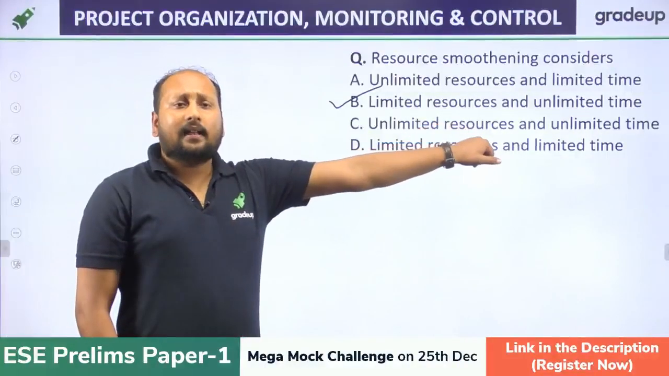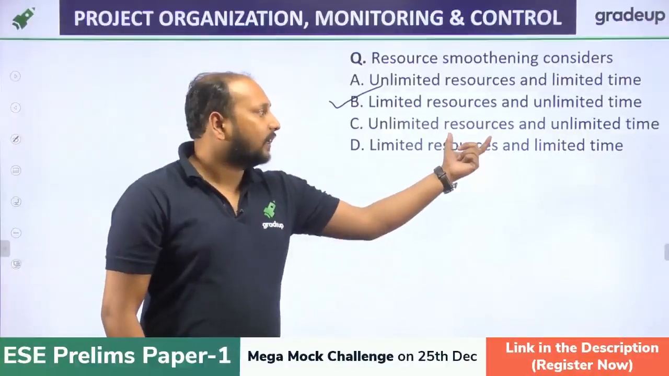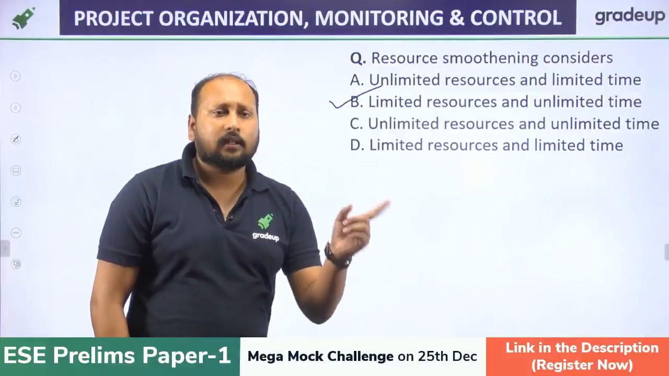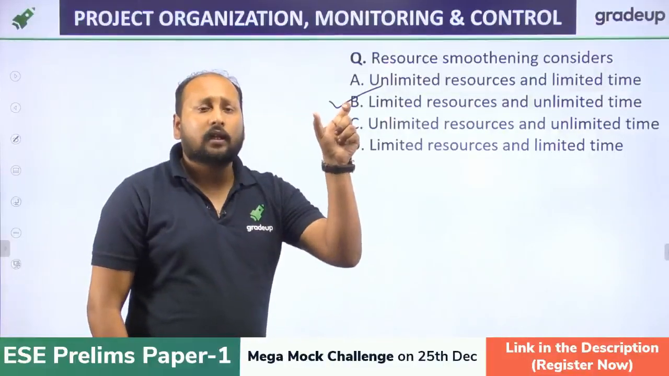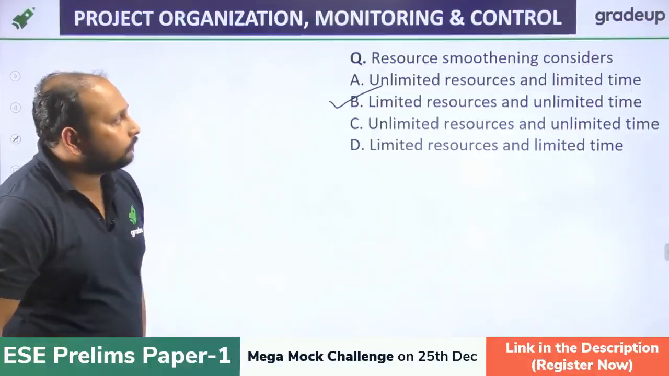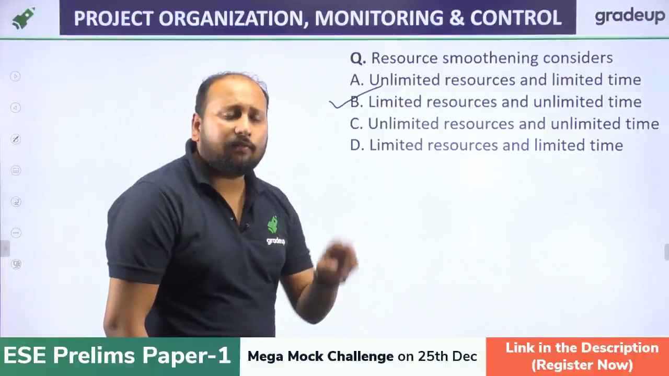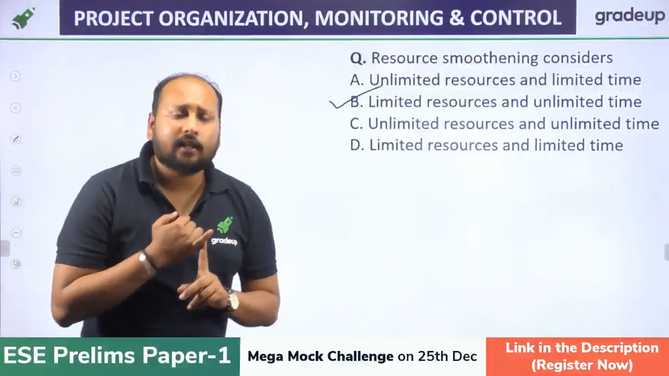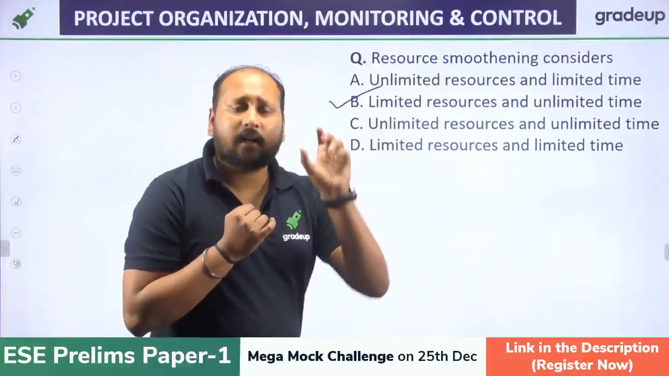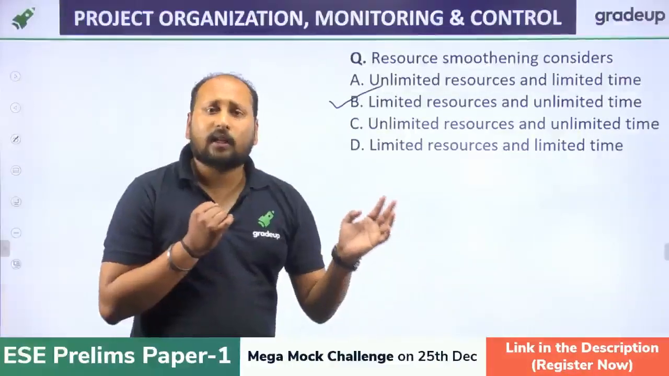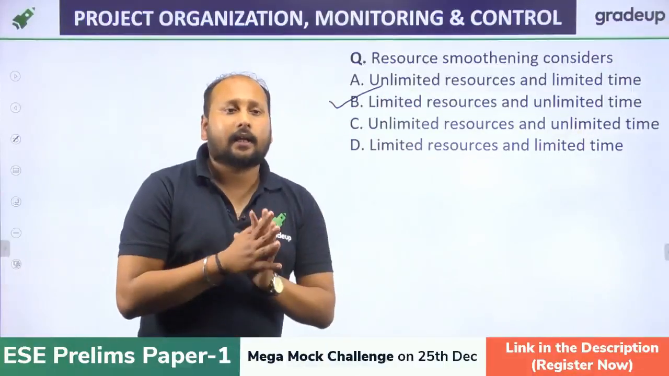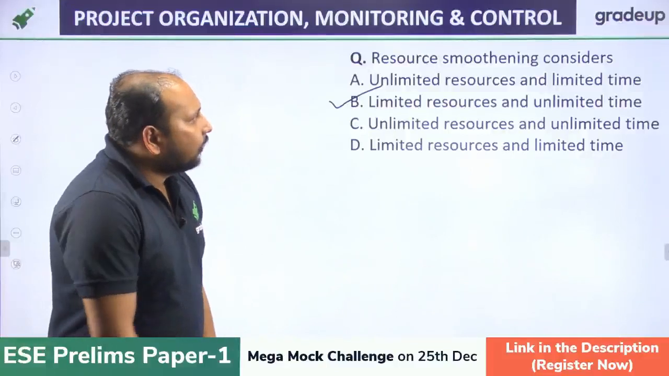There is no criterion where both resources and time are unlimited. Either time is constrained or resources are constrained. Those are the two types of resource allocation, resource leveling and resource smoothing. Resource leveling is when we have a time boundary but resources are limited, and resource smoothing is when we have limited resources and unlimited time. Clear? Next question.